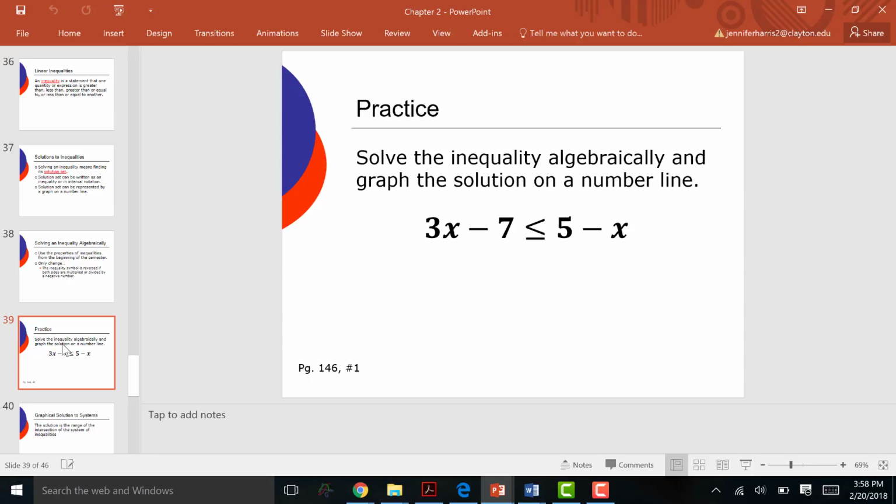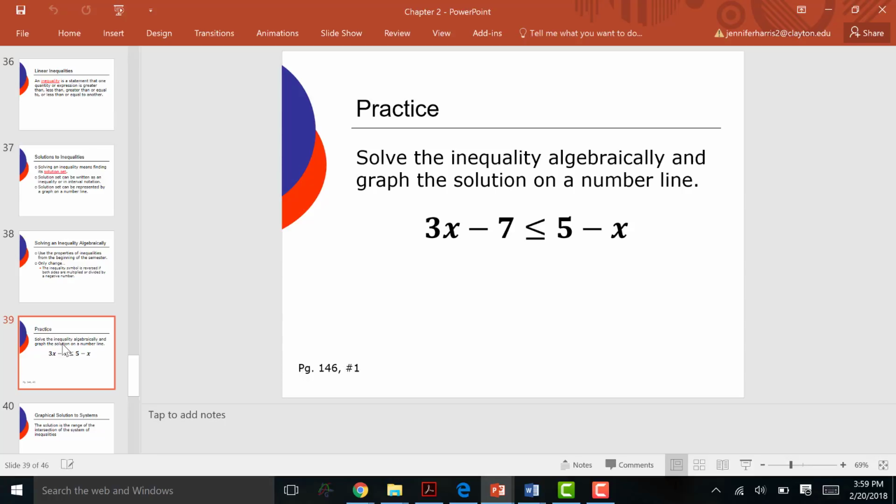Alrighty? So now, what should I do first if I'm trying to get x on the left? What can I do? There's a couple things I can do. I can add x to both sides. I'm going to add x over here. The x's over here on the right are going to cancel out, right? Yes. Okay, so those are gone. And so now I have 4x, because 3x plus 1x is 4x. 4x minus 7 is less than or equal to 5. What should I do next? I'm still trying to get x by itself.